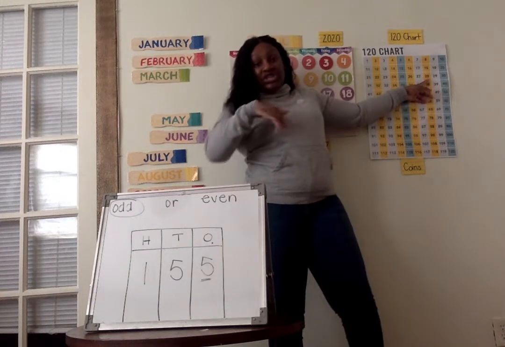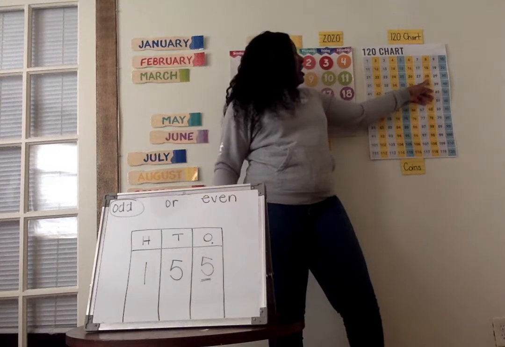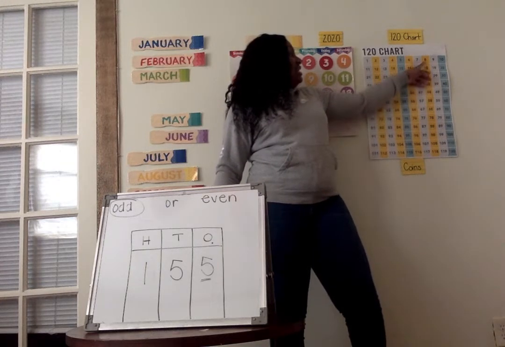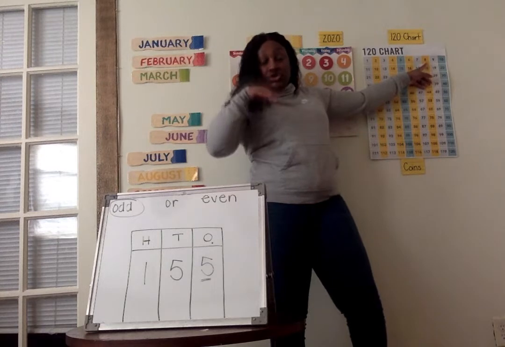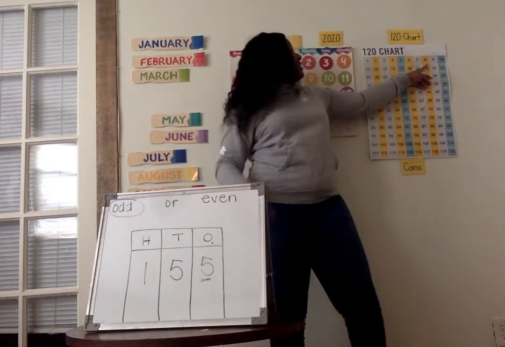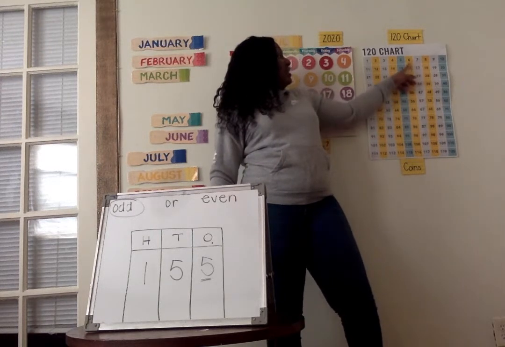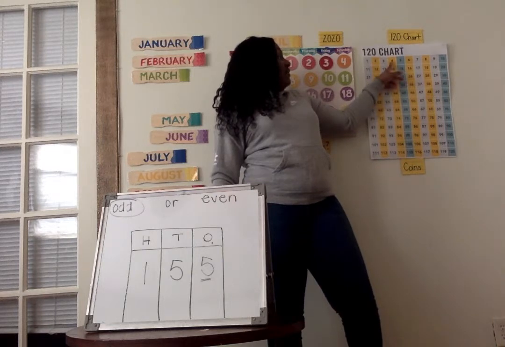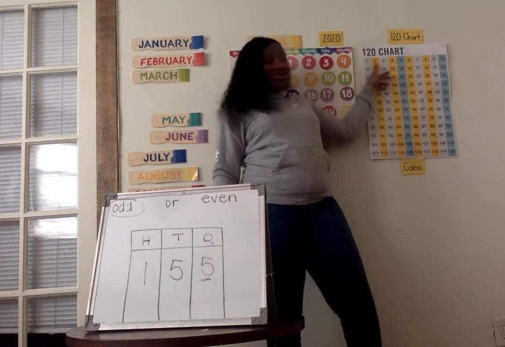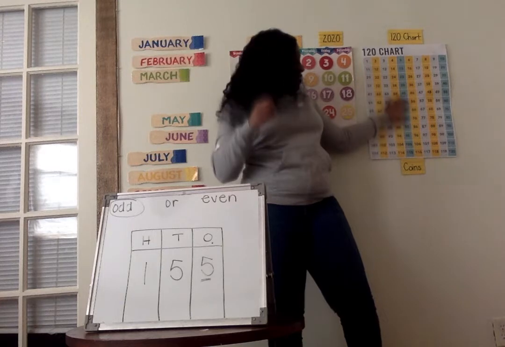Stop. Switch. Count back by tens. 28, 18, 8. Stop. Switch. Count back by ones. 8, 7, 6, 5, 4, 3, 2, 1, 0.